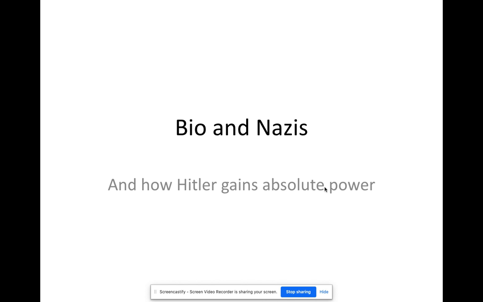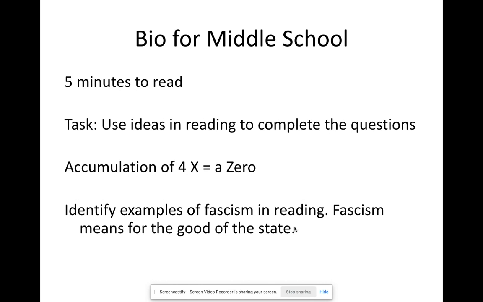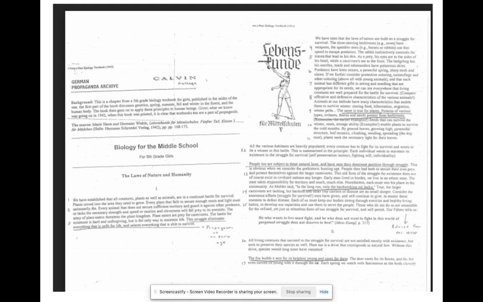Topic here is bio and Nazis using the reading from class. Remember, there was a task in class where students were placed in a group and given 5 minutes to complete a reading. And we were pretty much trying to simulate survival of the fittest and using some of the ideas outlined in the reading here.